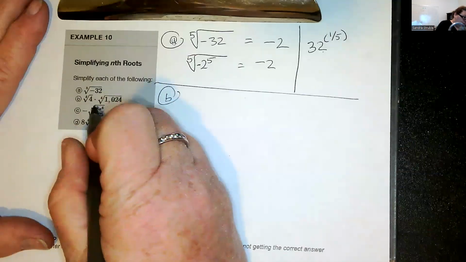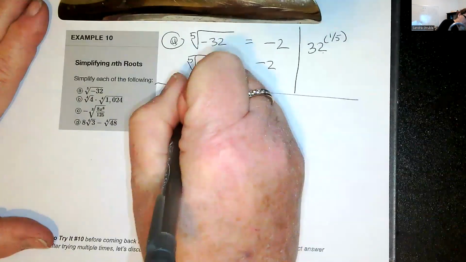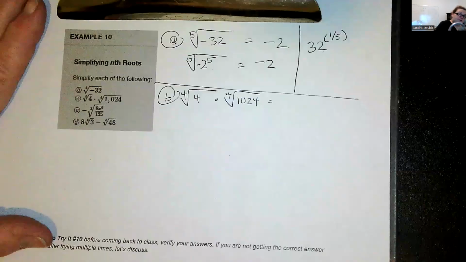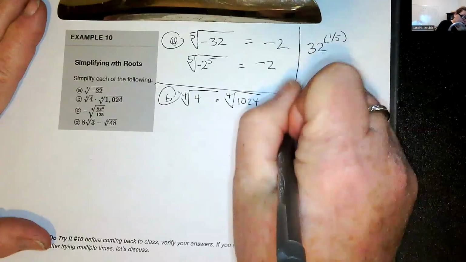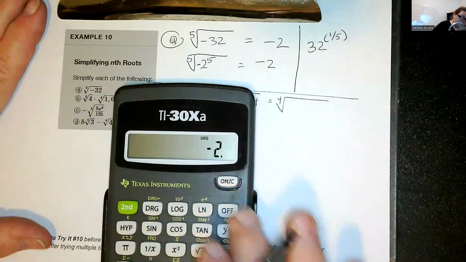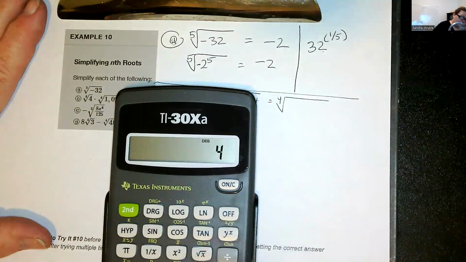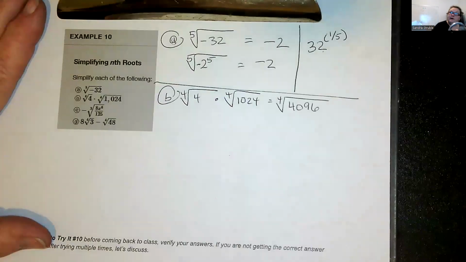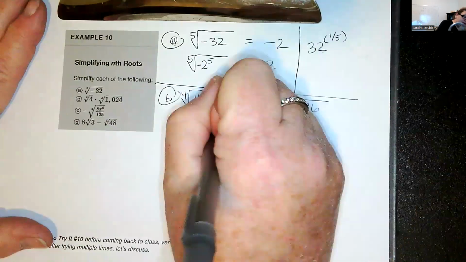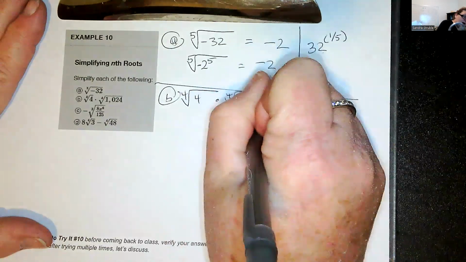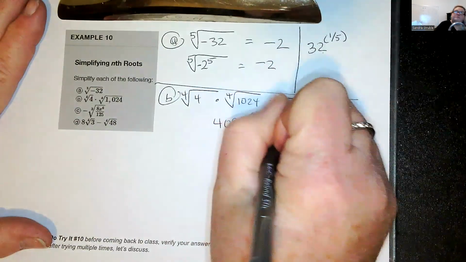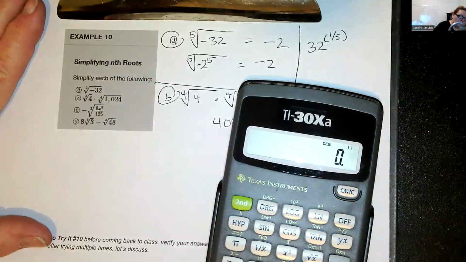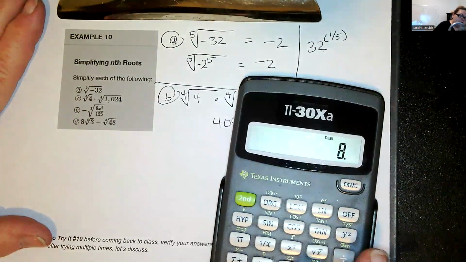We've got the 4th root of 4 times the 4th root of 1024. Well, the first thing I'm going to do is multiply what's underneath the radicals and get the 4th root of 1024 times 4, which is 4096. Now, in my calculator, to find the 4th root of 4096, I raise it to the power of 1 divided by 4, power over root. So raise it to the power of, open parenthesis, 1 divided by 4, close parenthesis, equals. And the answer is 8.